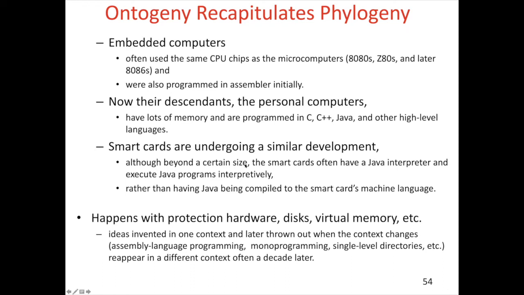Beyond a certain size, smart cards often have a Java interpreter execute Java programs interpretively, rather than having Java compiled to the smart card's machine language. The same happens with protection hardware, disks, virtual memory, etc. Ideas invented in one context and later thrown out when the context changes, for example, assembly language programming, monoprogramming, single-level directories, etc., reappear in a different context, often a decade later.